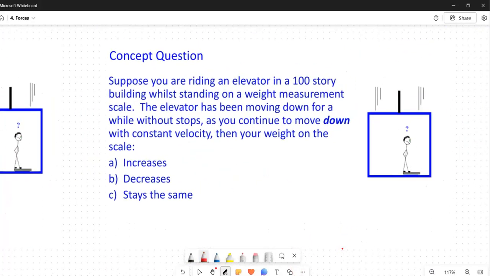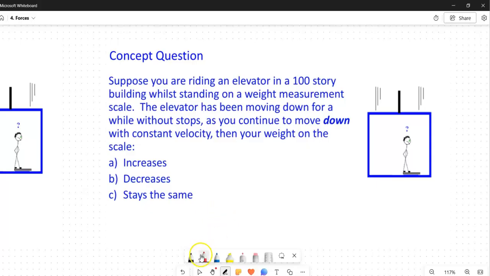Finally, let's say you've hit the button and you have been moving down at a constant velocity. Okay, so when you're moving at a constant velocity, how do you feel? Do you feel like your weight would be higher? Do you feel like your weight would be lower? Or do you feel like it would be the same? Go ahead and try this out and pause the video now.